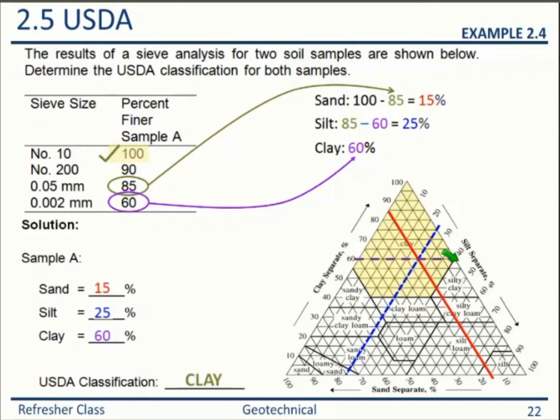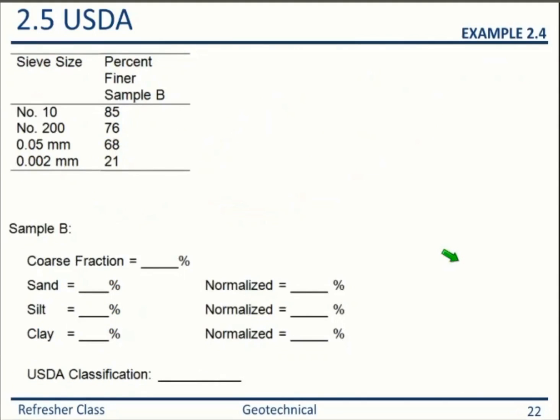Very good, yeah. Now, let's say soil sample B. Can you give me the percentage of sand here? What is the percentage of sand? 17. Okay. Very good. 32. All right. Percentage of silt? 47. Okay. And percentage of clay? No need to calculate. It's right there.